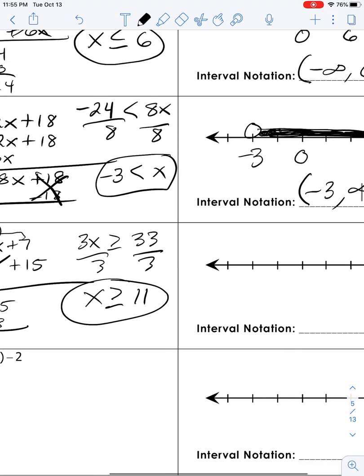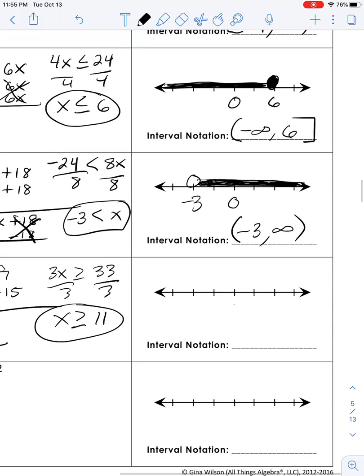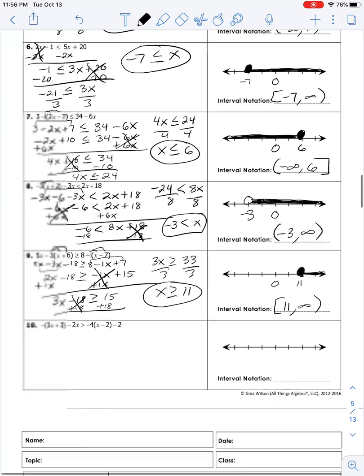Divide by 3. X is greater than or equal to 11. All right? So now, 0 in the middle, 11's right here. All right? So, closed circle. Big mouth facing the X, so we're shading to the right. Notation, where does my graph start? On the far left. It starts at 11. Closed circle means bracket. It goes to the arrow, which is infinity, and that's always a parenthesis.